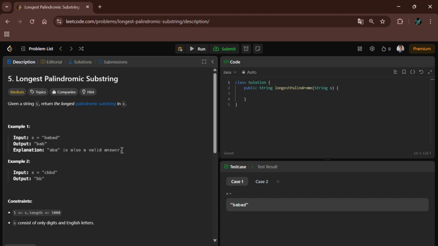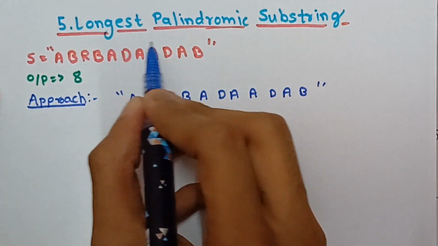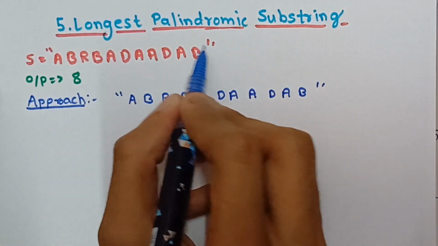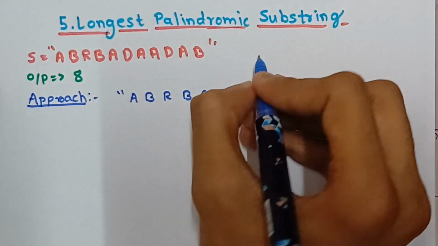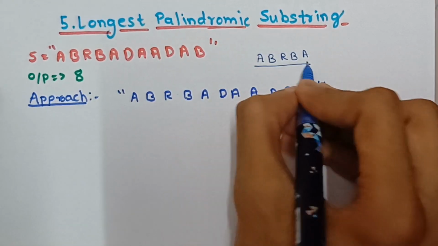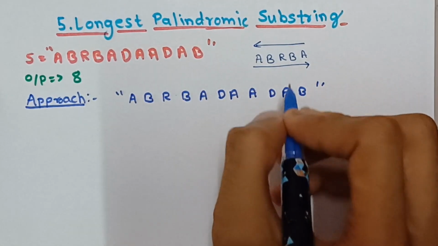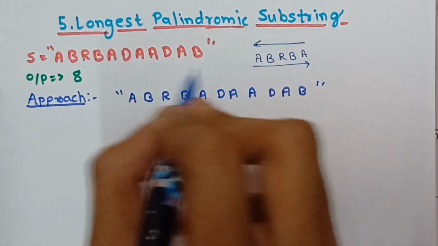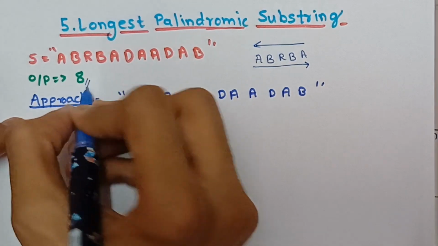Okay, so let's understand the problem once again on paper and pen, and let's understand the approach. The problem says that we have to find the longest palindromic substring. What does palindrome mean? If we read this string from this side, it comes the same, and from the other side it also comes the same. This is called a palindrome. So we have to find the longest palindromic substring, and the output is 8 for this given string.